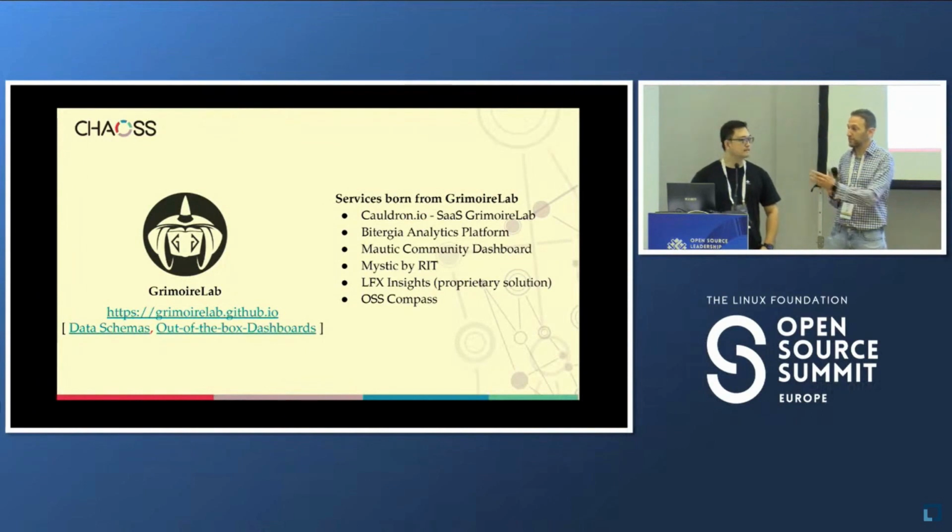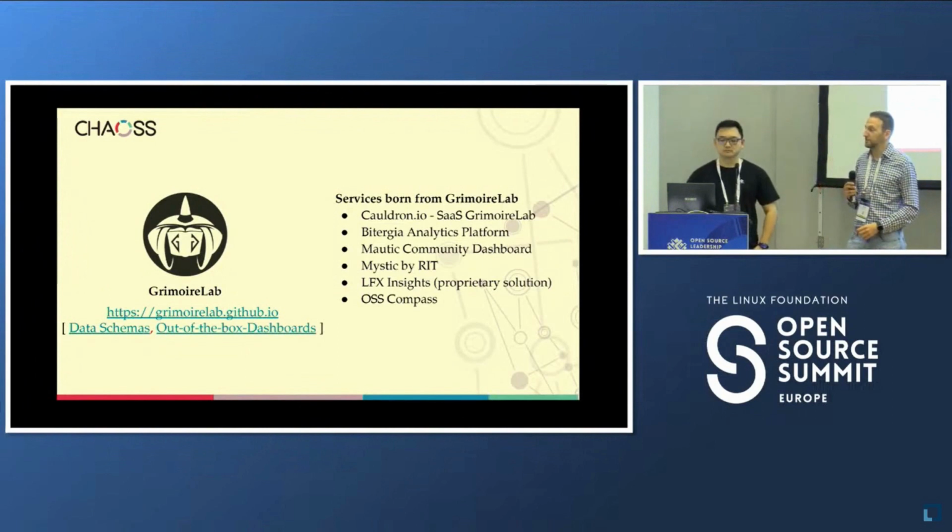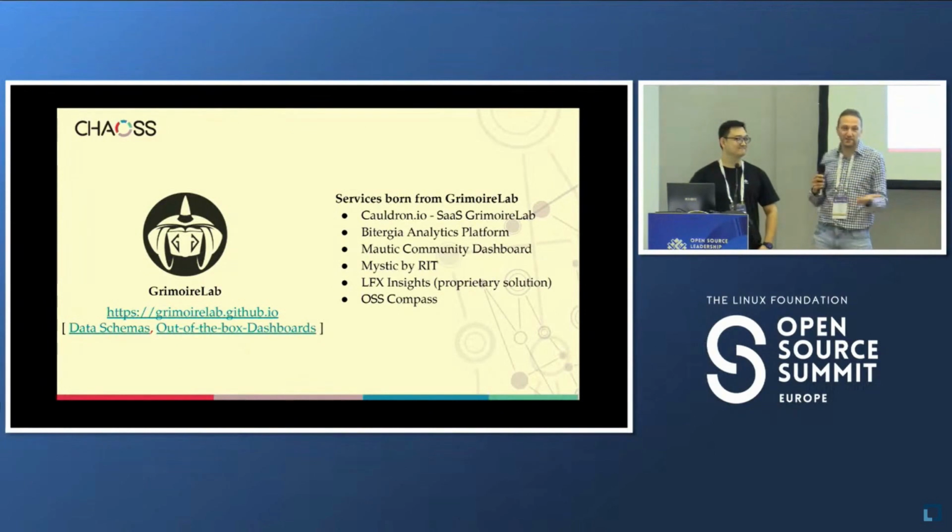There are other dashboards: Mighty Community, Mautic by Rochester Institute of Technology, LFX Insights. By the way, an interesting aspect here is that this is a proprietary solution by the Linux Foundation. Initially built on GrimoireLab, but they decided to evolve the technology. So they are using other things, but inspired initially by CHAOSS technology, which is good. And then OSS Compass finally.